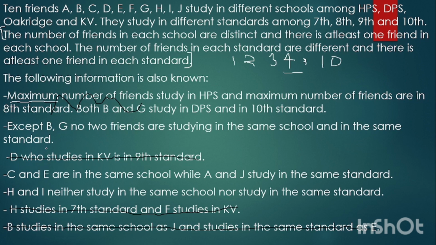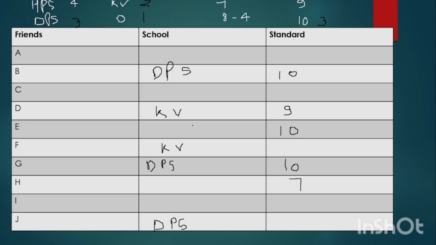Now, except B and G, no two friends are studying in the same school and are in the same standard. So when B and G meet, no two friends are in the same school. Now see, we are left with 9 and 7. See this thing very clearly.